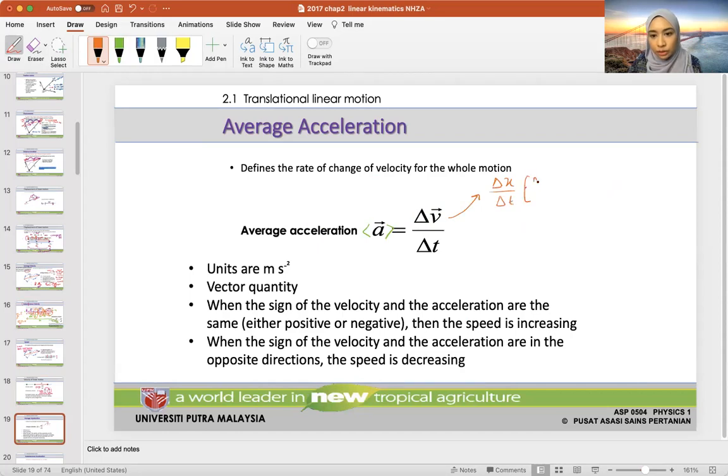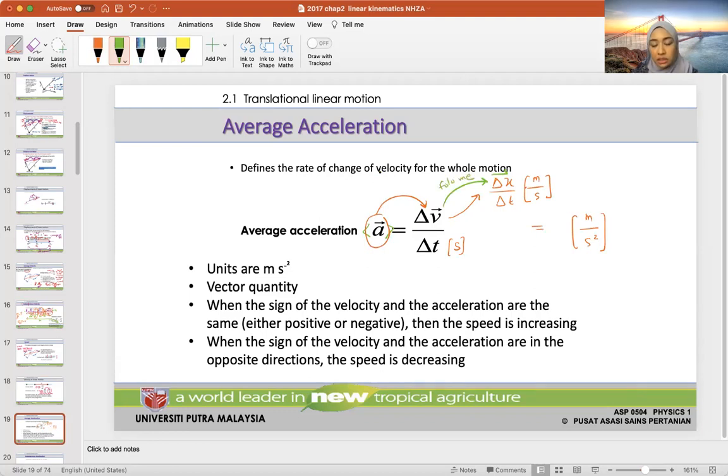This guy punya unit is meter per second. Now, this guy is divided by another second over here. So this gives us units meter per second squared. Okay, so this is our unit. This is the SI unit. It is a vector quantity. This guy is a vector because velocity is a vector. However, tadi I told you velocity will always follow the direction of displacement.